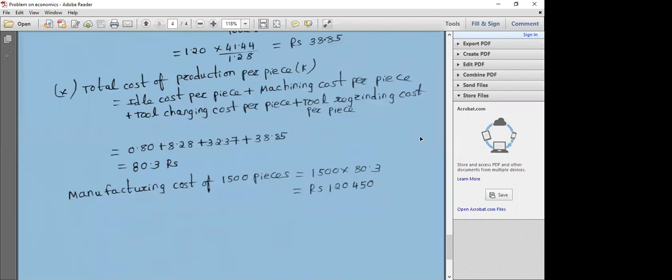So what has he asked in the problem? He has asked in the problem the manufacturing cost of 1500 pieces. So each piece is 80 rupees 30 paise. So multiply with 1500, you will be getting this value, rupees 1,20,450. You have to be very careful in framing the derivations.